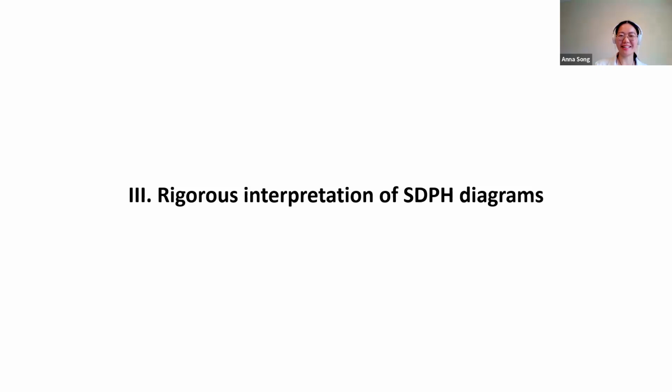I hope that it's been relatively clear, but if not, you can jump in and ask your questions. But if you don't have any question, then I can move on to explain how we can now use generalized Morse theory to explain and interpret our SDPH diagrams.